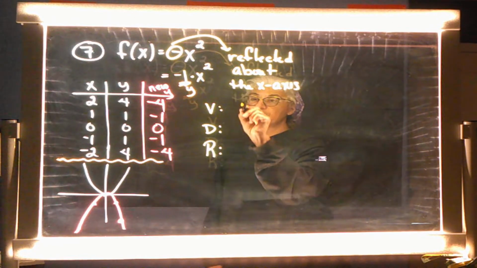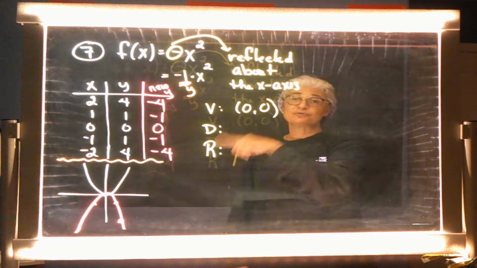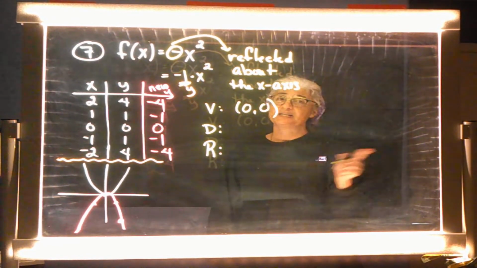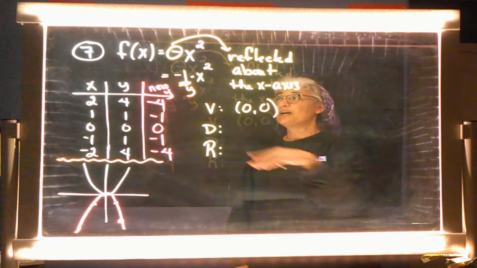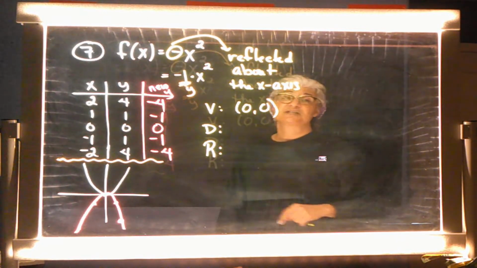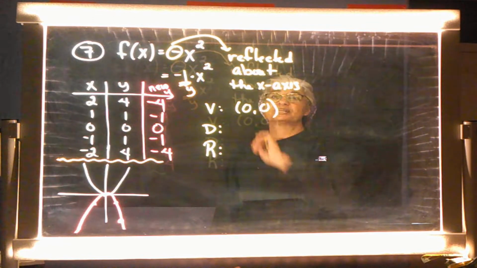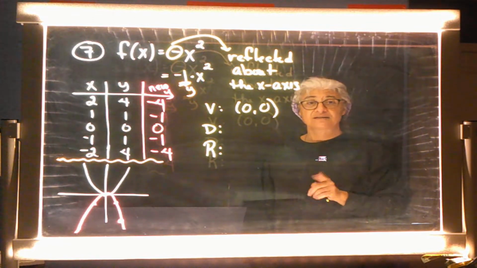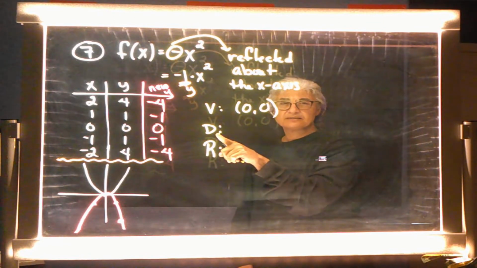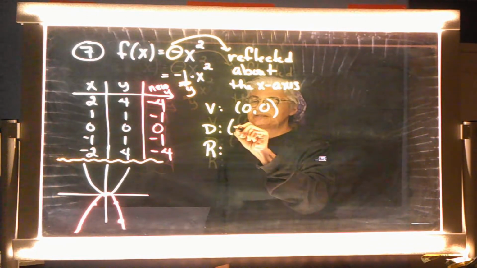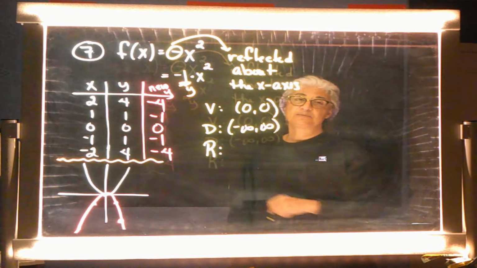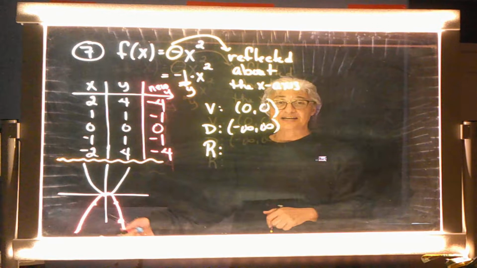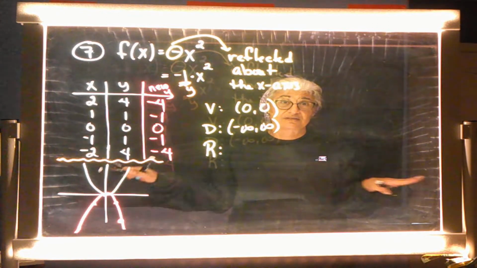Now, let's talk about the vertex, the domain, and the range. Vertex, yep, still 0, 0, because it did not move left, did not move right, didn't move up, didn't move down. It was just a negative in front of the x squared, which told us it reflected about the x-axis. Got it? Domain. Yep, domain's not changing. Always negative infinity to positive infinity, even going down because it's still going out to the left and to the right.